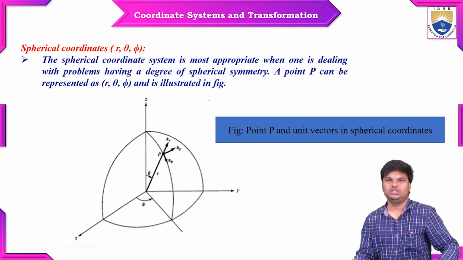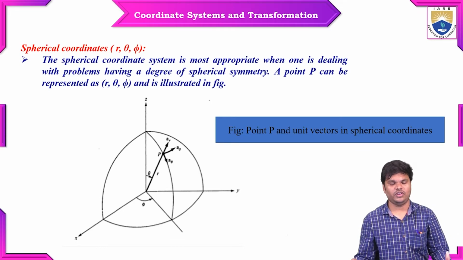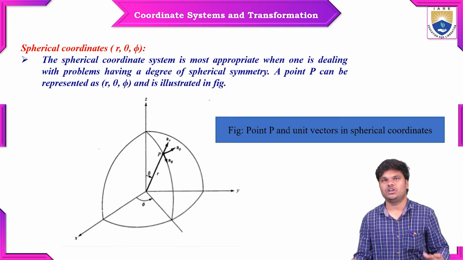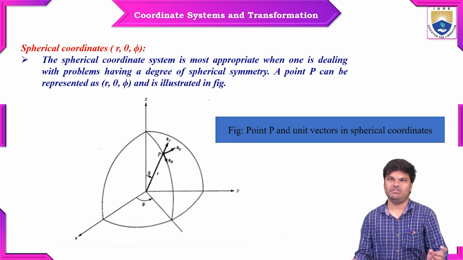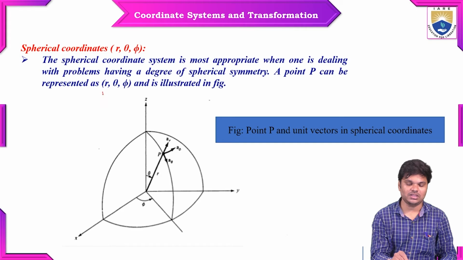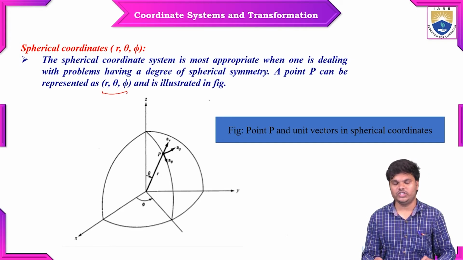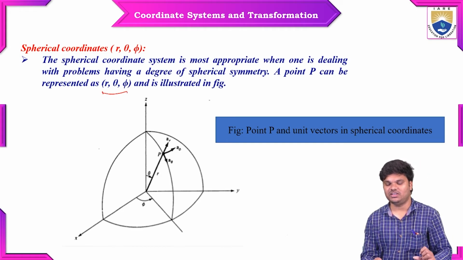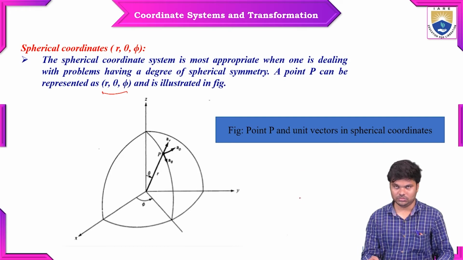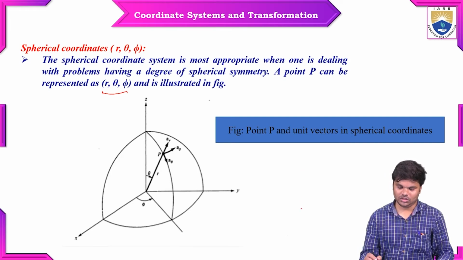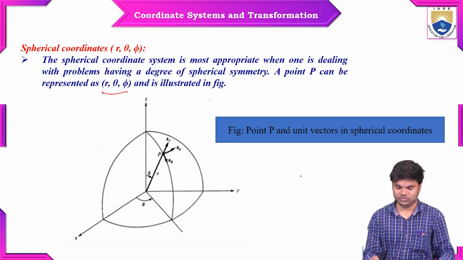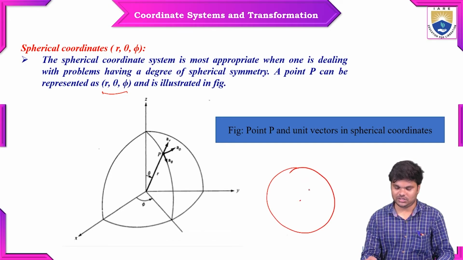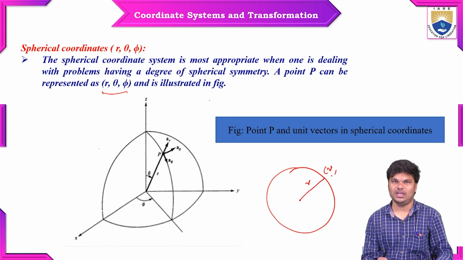Another coordinate system is the spherical coordinate system. If you take any sphere, it is a three-dimensional object. If you want to represent any point on that sphere, it should be represented with 3 coordinates, and those 3 coordinates are r, theta, and phi. Why should we have r, theta, and phi here? That is the question. If you take some sphere, it has some radius, right? So that's why it has coordinate r.